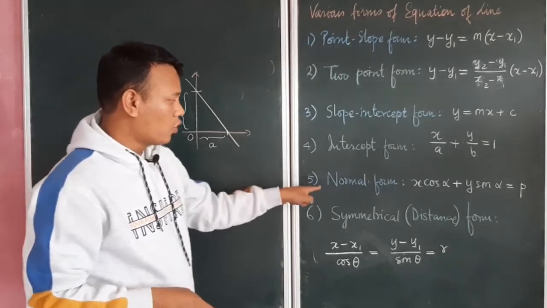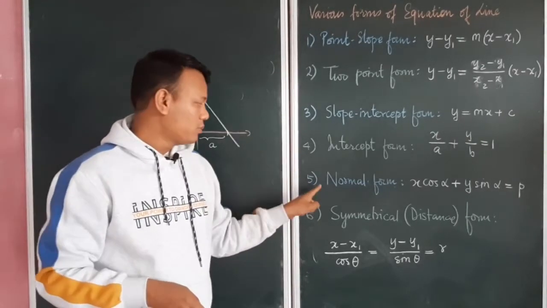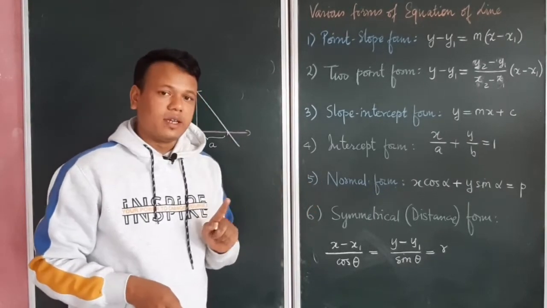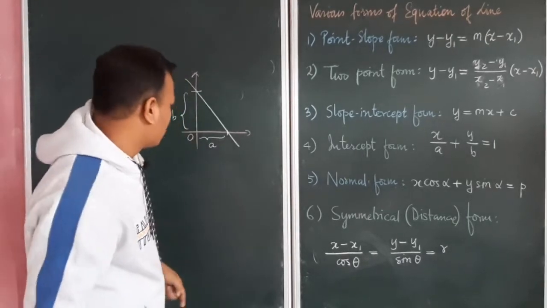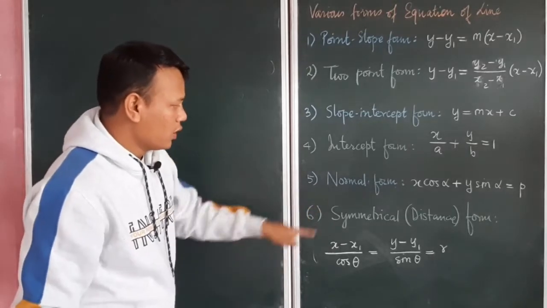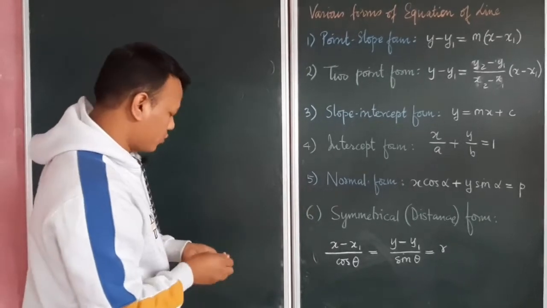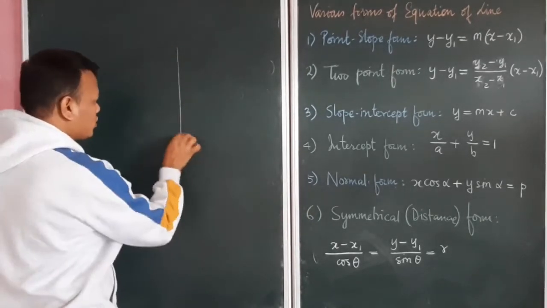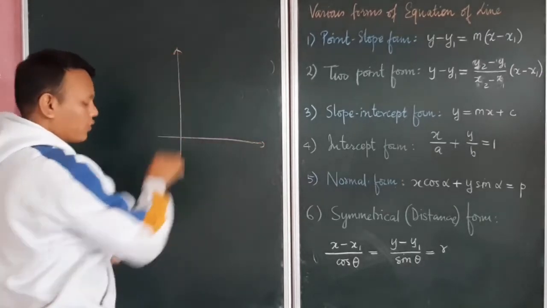Now next is normal form. Here this particular equation is very, very important. How? Let us try to understand. The equation of a line in normal form, that's what we are going to learn here. So you need to pay attention here very, very carefully.